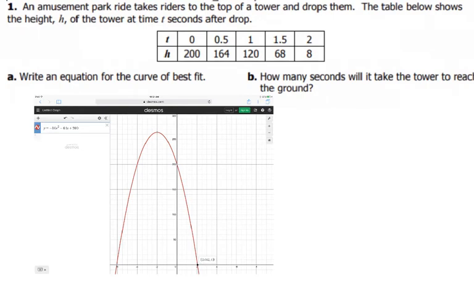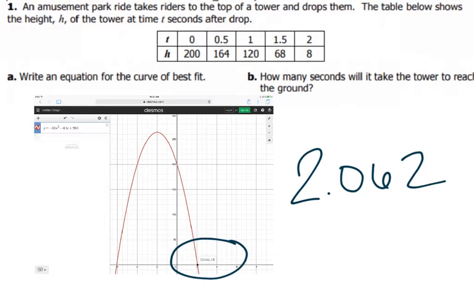Alright, so here's the screenshot of my Desmos. And you can change your window, you can zoom in and out, but it looks like it takes 2.062 seconds to reach the ground.